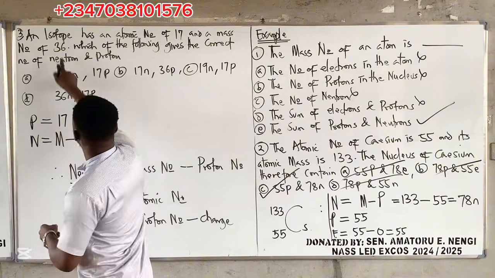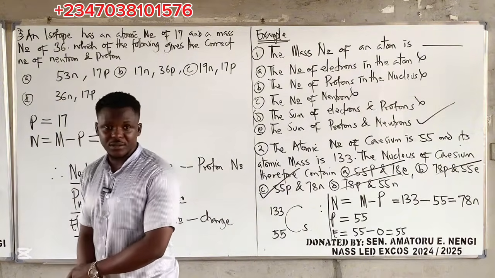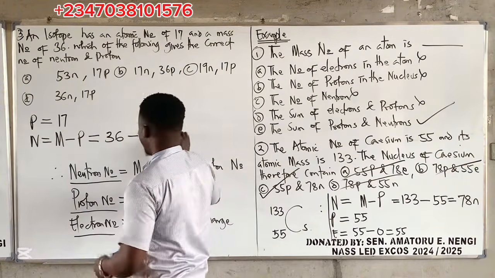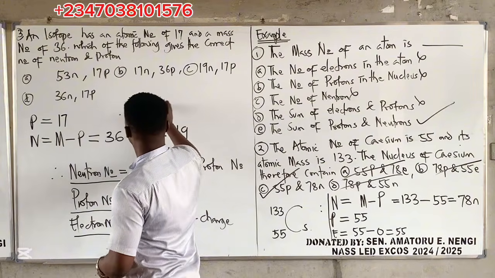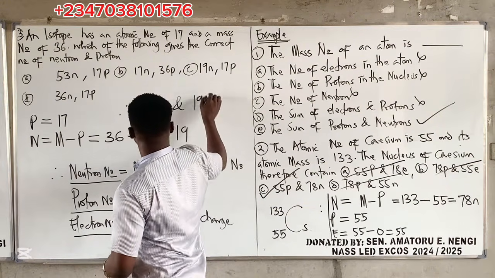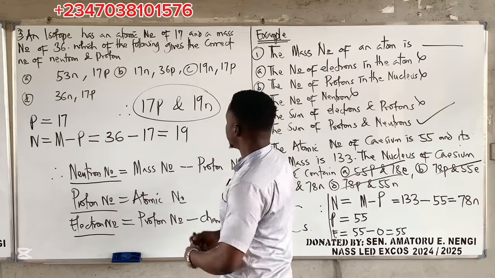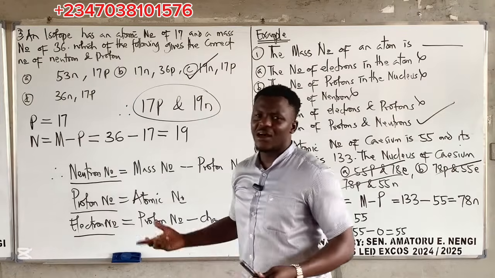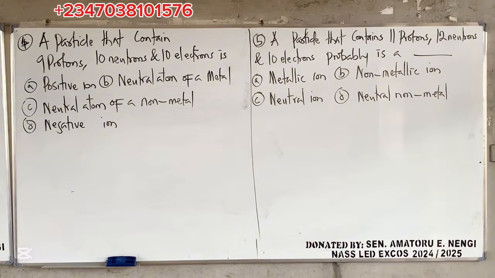Neutron is always mass number minus proton number, right? And they gave us mass number here to be what? 36. And proton number to be what? 17. Please subtract this for me. 19. Alright, so therefore we have 17 P and 19 N. Which option best describes that? Option C. So that is how these things can be asked. Very simple and very direct. We have a question here.